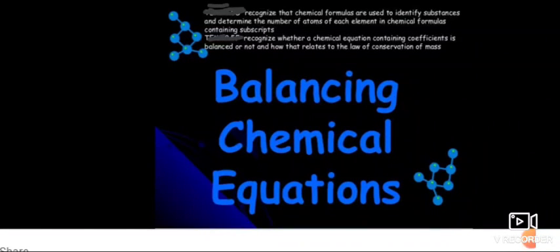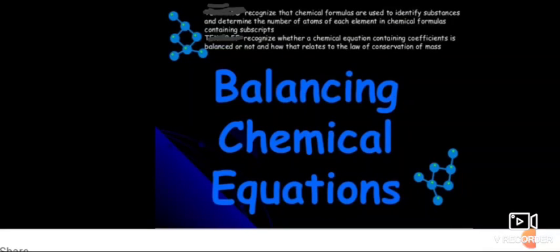Today let us see about balancing chemical equations. Already you know what is meant by a balanced chemical equation. Chemical equations contain reactants and products. A balanced equation shows that the number of atoms on the reactant side should be equal to the number of atoms on the product side. So a balanced equation satisfies the law of conservation of mass.